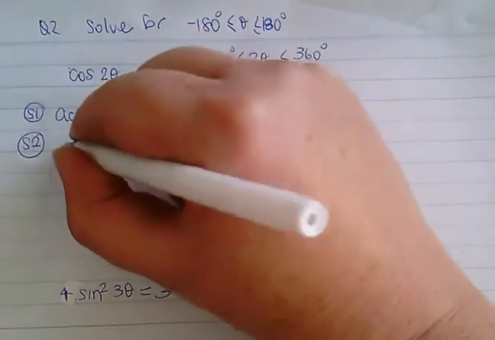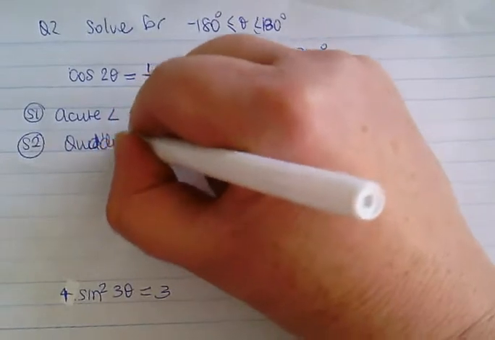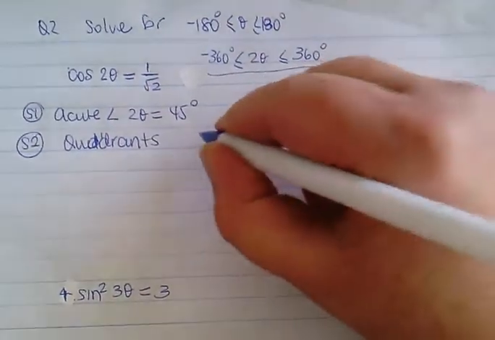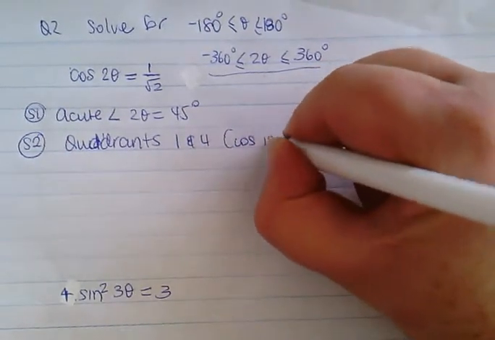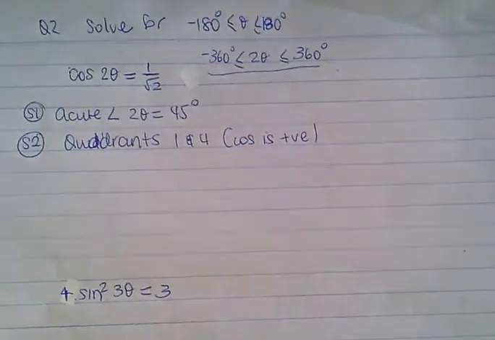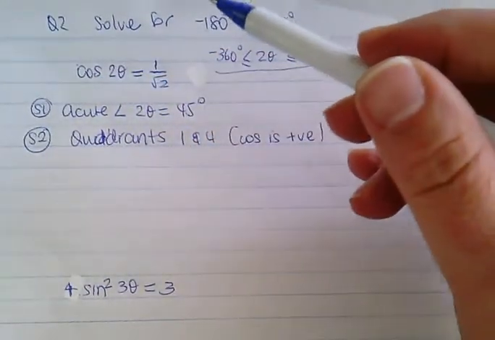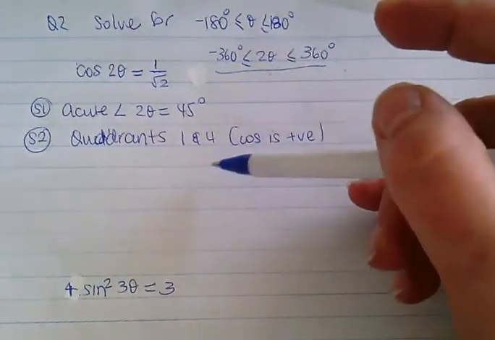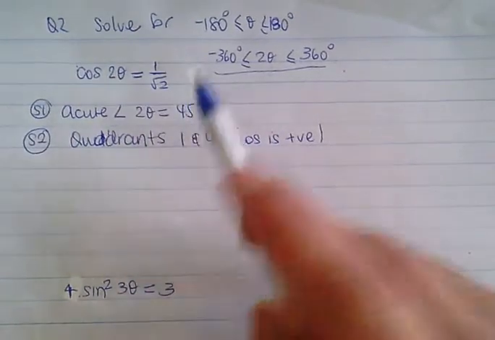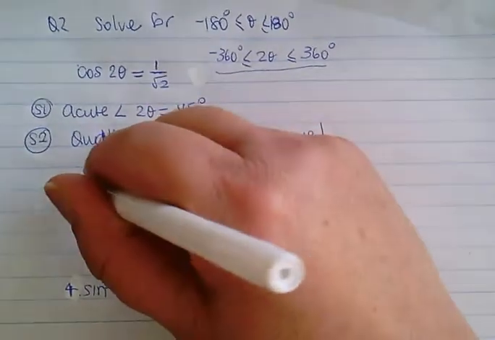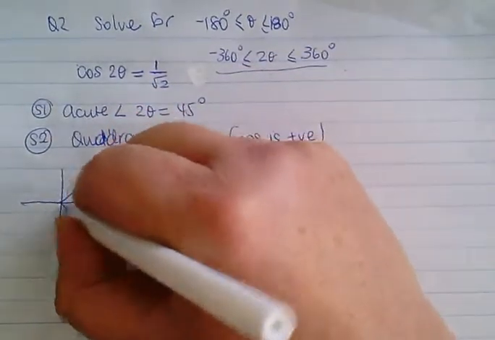And step 2, which is really step 1, quadrants. Cos is positive, quadrants 1 and 4, that's where cos is positive. So can we see that? We say cos of 2 theta is positive. Cos is positive in quadrants 1 and 4. Then we say the acute angle 2 theta would be 45. So I'm going to draw my things. So I've got quadrants 1 and 4, 45.